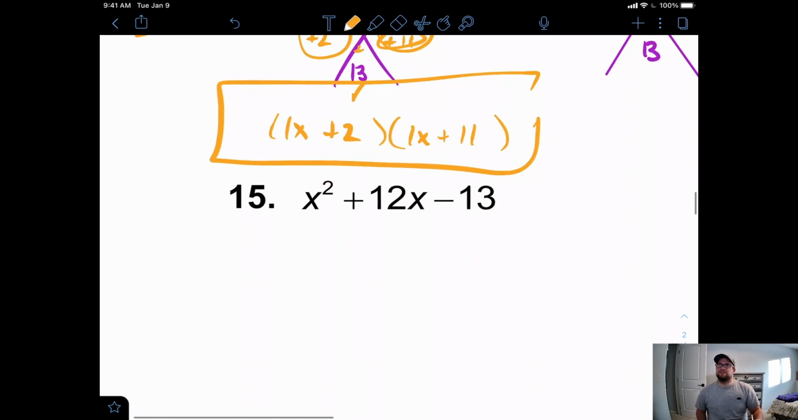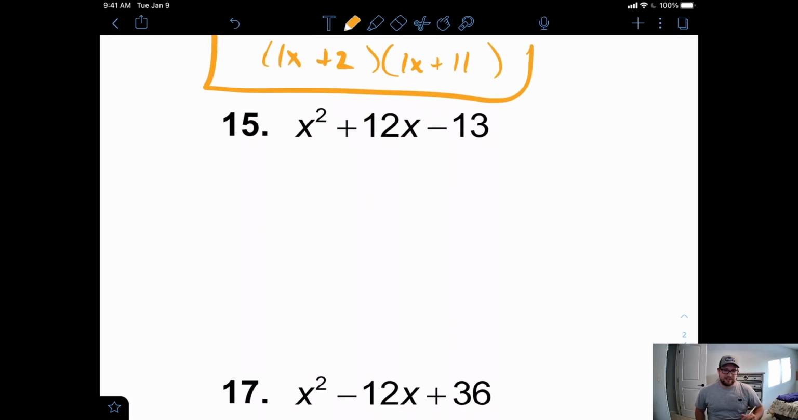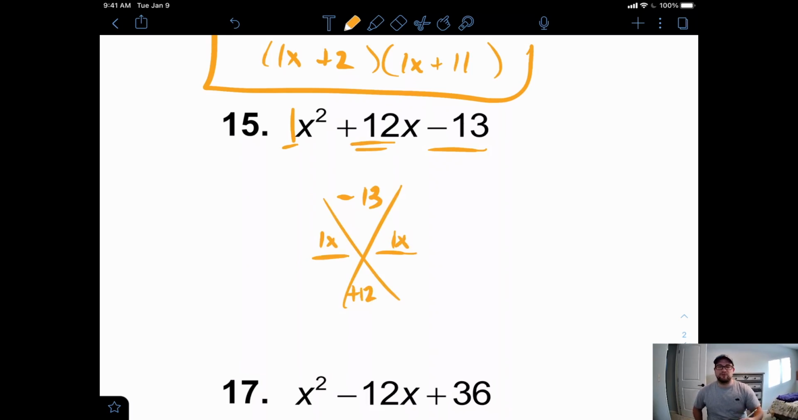Let's go a little faster through the next one. On number 15, again, 1 times negative 13 puts a negative 13 up top, positive 12 on the bottom. Then we're going to have our 1x and our 1x. We're looking for two numbers that multiply to give us negative 13, that add to give us a positive 12.